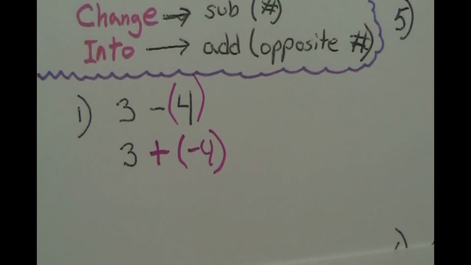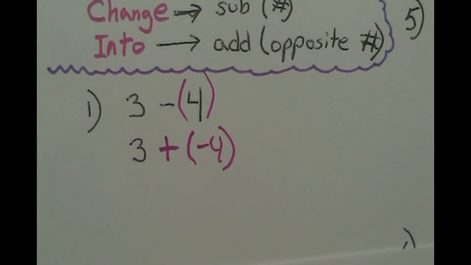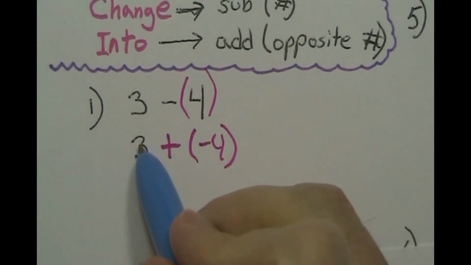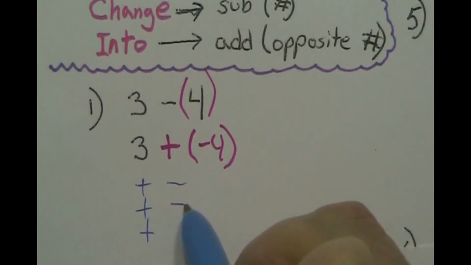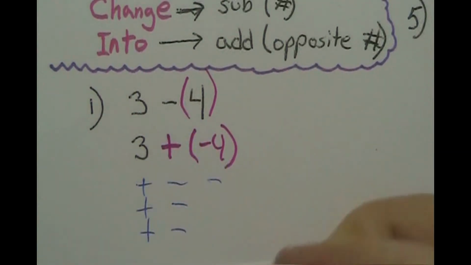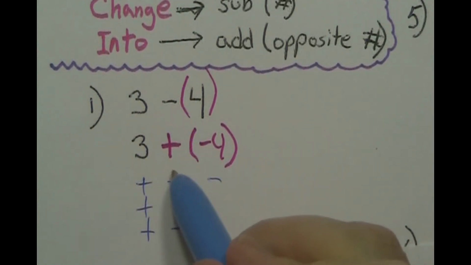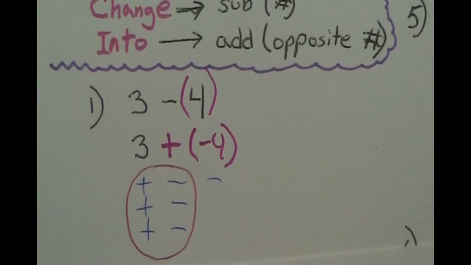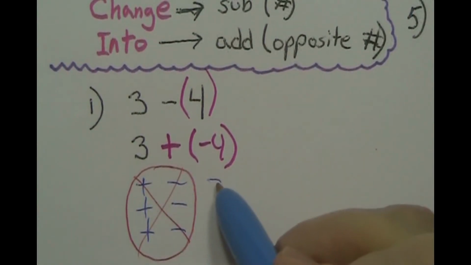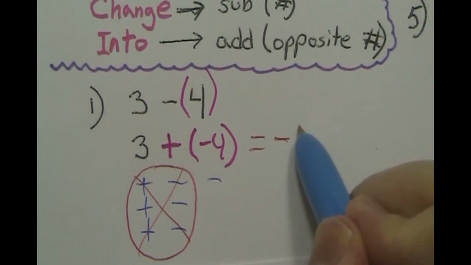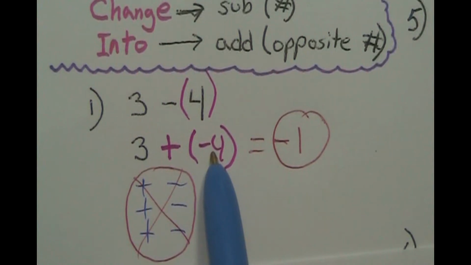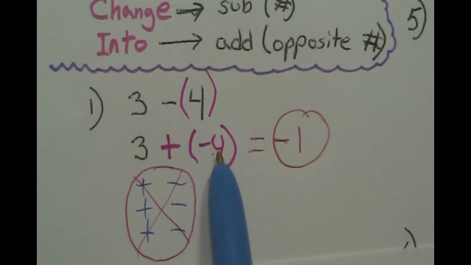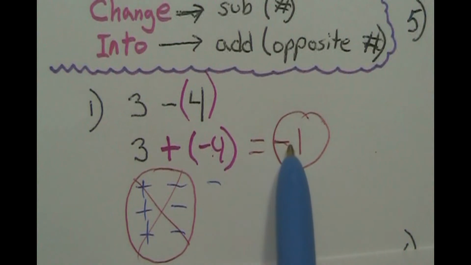Now you may be able to do this in your head, but in case you can't or don't wish to, you could go ahead and there's 3 positives and 4 negatives. You see how all of this right here makes one big 0 pair, right? That's gone. You're left with one negative. So think about it. You got 3 positives, 4 negatives. It's going to be more negative. It's going to be colder by 1 degree.